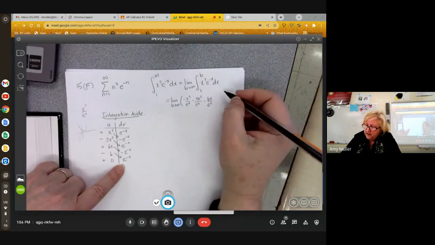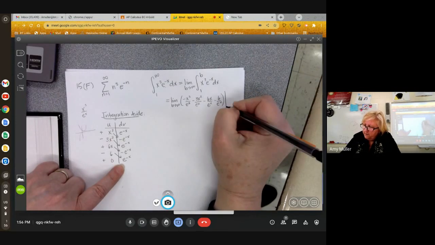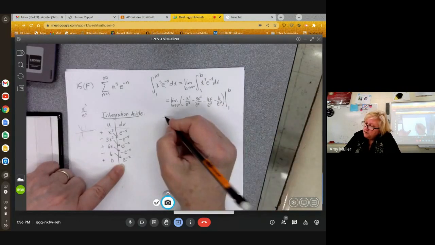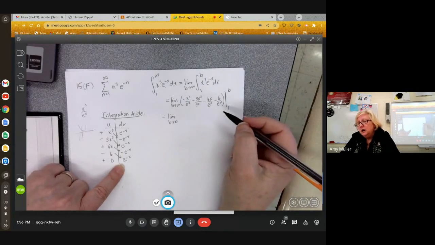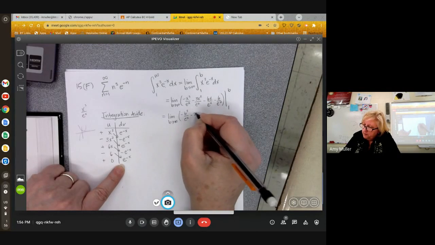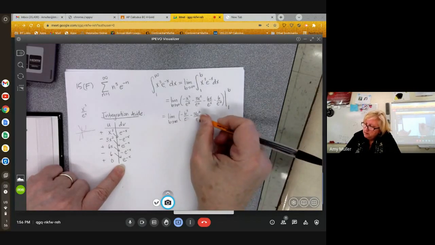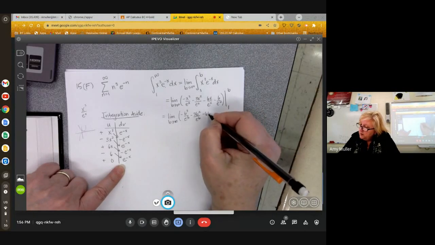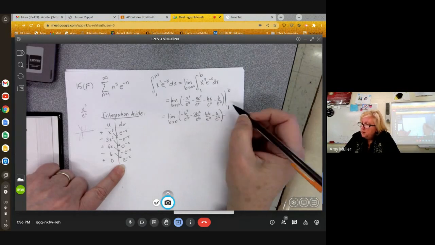I could factor that e to the x out. Minus 6 over e to the x, such that we're going from 1 to b. All right, so this equals the limit as b goes to infinity of negative b cubed over e to the b minus 3b squared over e to the b, minus 6b over e to the b minus 6 over e to the b, minus, now I'm going to put 1 in everything.